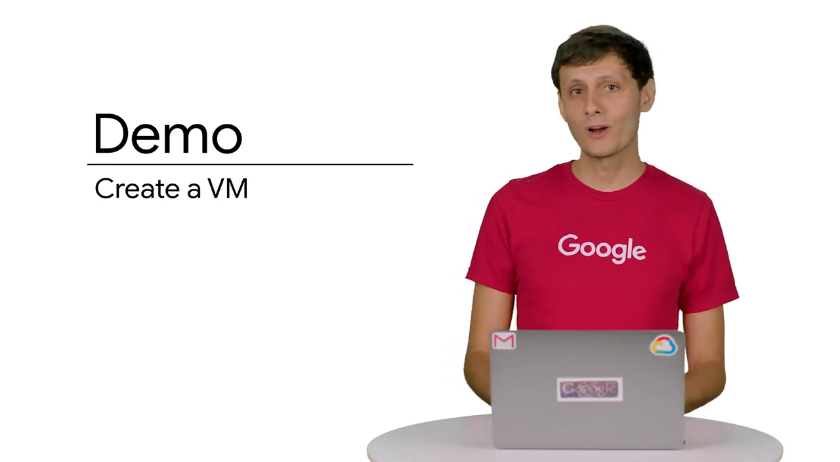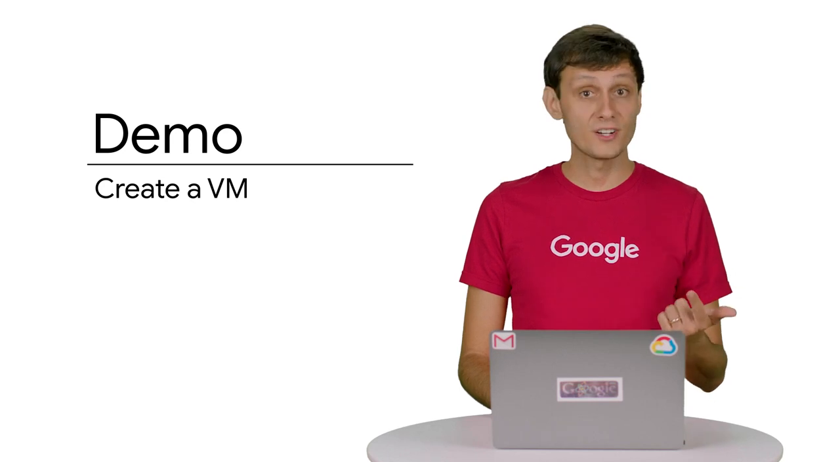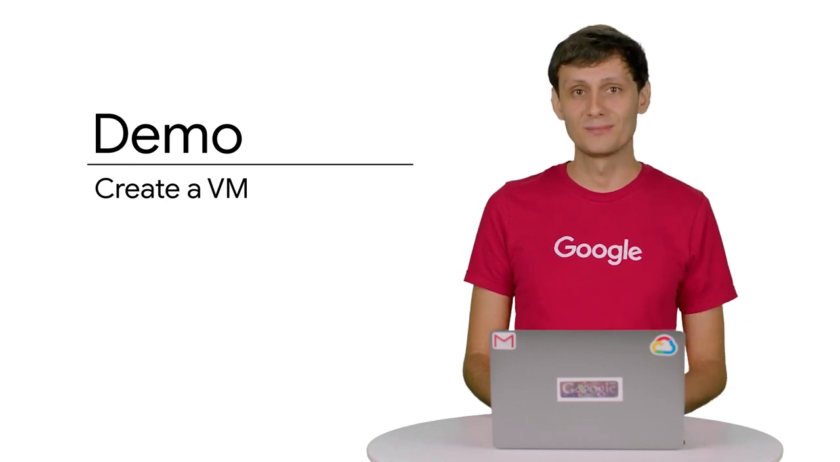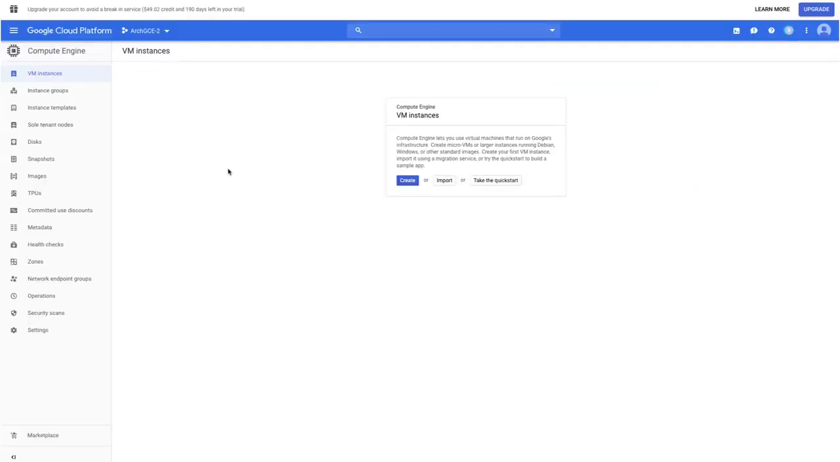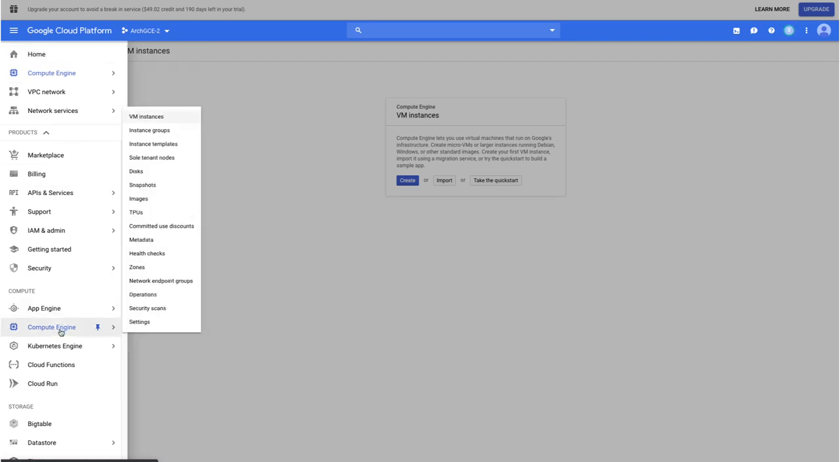Let me give you a quick walkthrough of the VM instance creation process and point out CPU, storage, and network options in the GCP console. So here I am already on the Compute Engine instance page. You can get to here by going to the navigation menu and then clicking on Compute Engine.